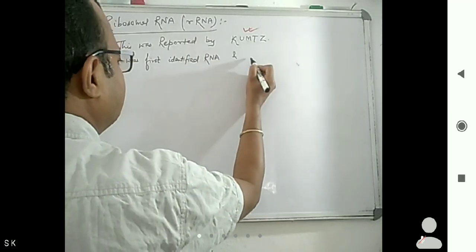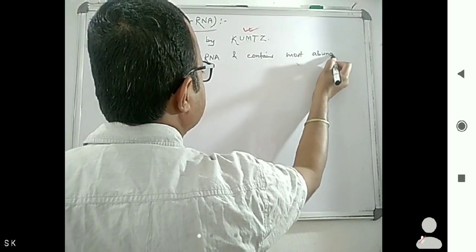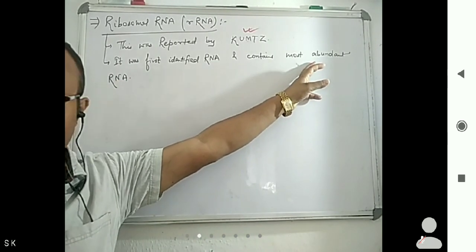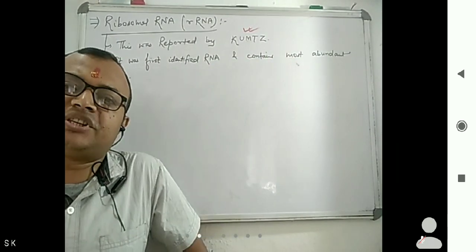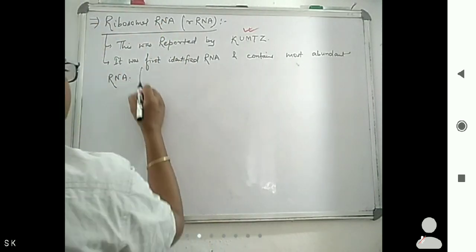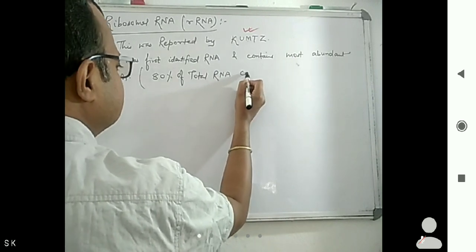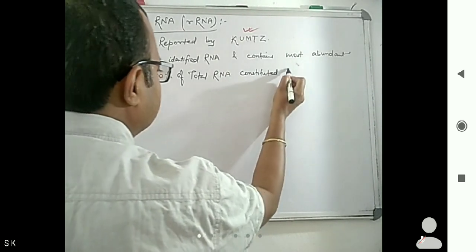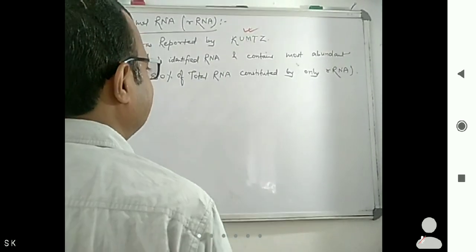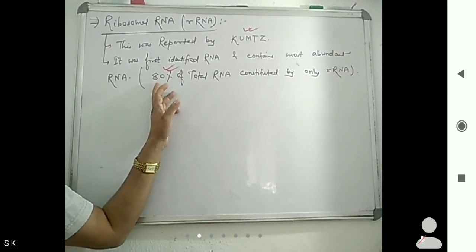RNA contains the most abundant RNA. Okay, what do you mean by most abundant RNA? So that means 80% of the total RNA of the cell itself is formed by ribosomal RNA. So what I told, 80% of total RNA is constituted by only rRNA. So the most abundant RNA is what? rRNA, or ribosomal RNA. 80% they contain.